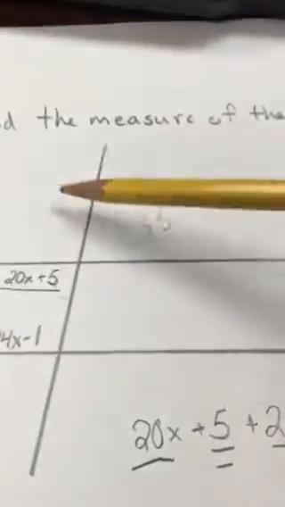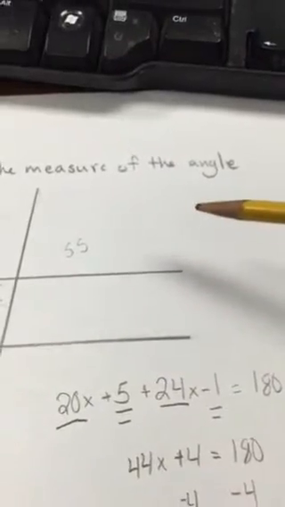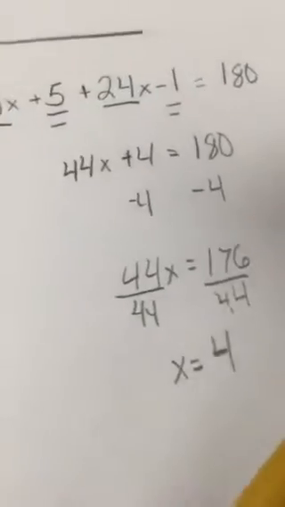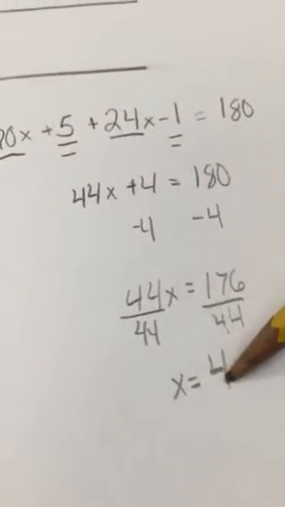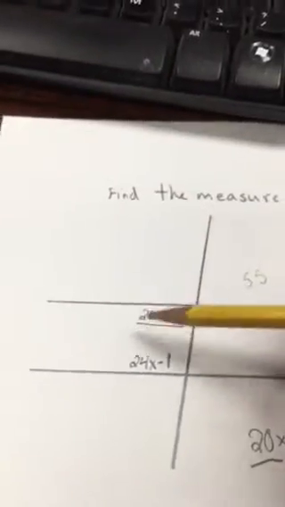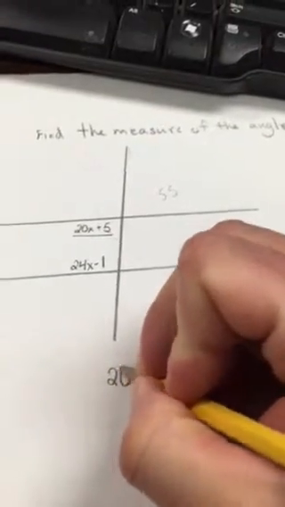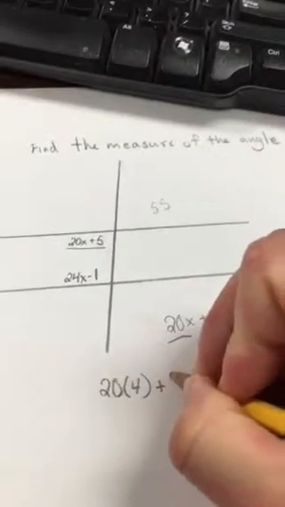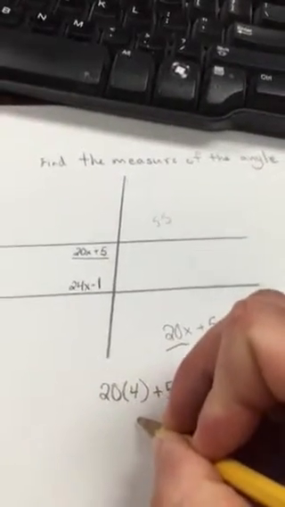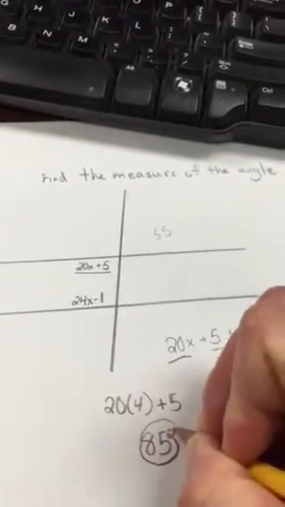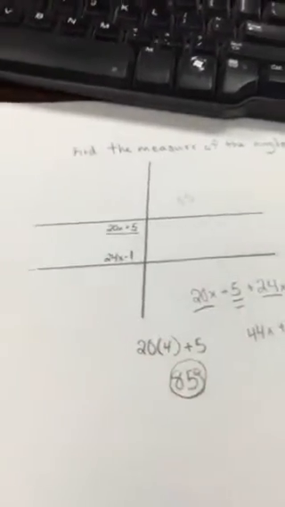What did the directions say? They said find the measure of the angle. Okay, of this underlying angle right here. So it's good that we know x equals 4. Now we need to use this information. So just like we've done all year, if x equals 4, how can I figure out what 20x plus 5 is? You're right. Take that 4, plug it in using parentheses. So 20 times 4 plus 5 is 85. So our answer, 85 degrees.